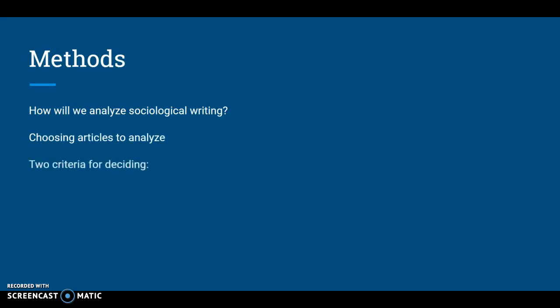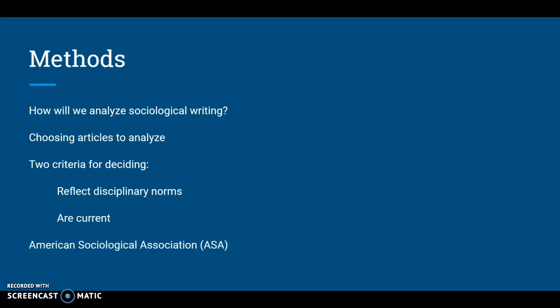So let's talk about how we're going to analyze sociological writing. We're going to be choosing 3 articles to analyze. So I've decided on 2 criteria for deciding on articles. They need to reflect disciplinary norms, and they need to be current.